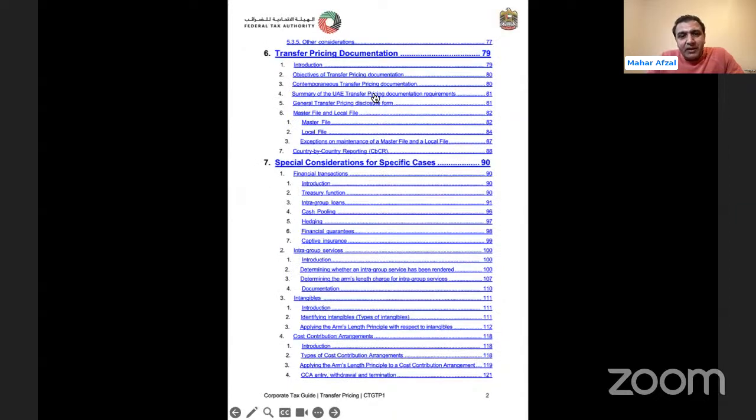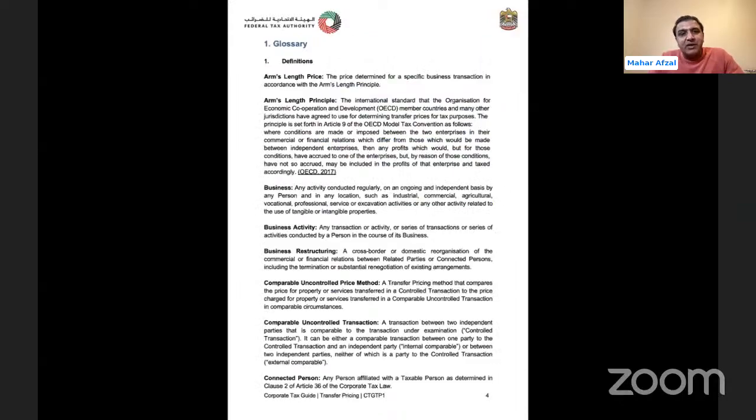TP documentation, again, they have given in detail. Specific considerations: these are financial transactions, as I mentioned, intercompany loans, treasury, centralized treasury function, cash pooling, hedging. All these functions will then be subject to transfer pricing rules and regulations if the transactions are being executed with related parties. Then intra-group services are there, intangibles, cost contribution, allocation. If you go through all these, this is a definition.